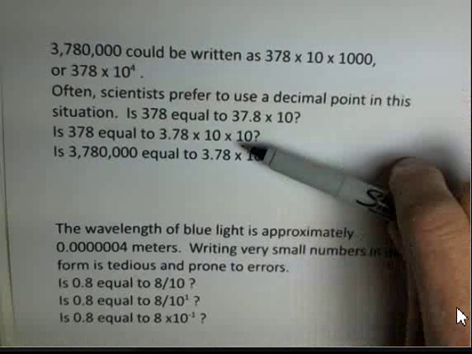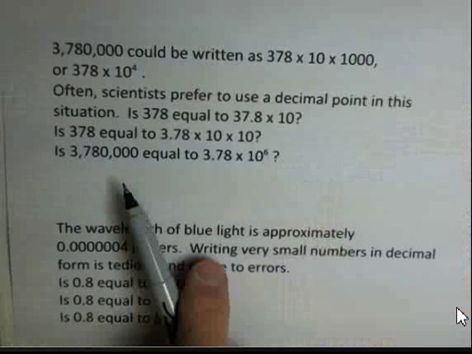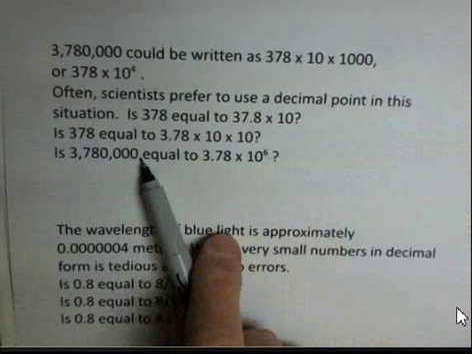So two more factors of 10, we go from a 4 to a 6 on the number here, or if you want to move the decimal place, if your decimal place is here with the original number, 1, 2, 3, 4, 5, 6, 3.78 times 10 to the 6.